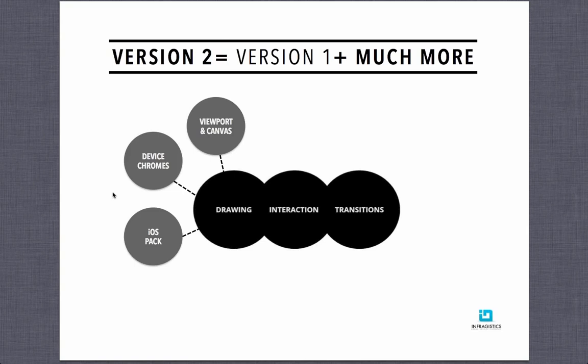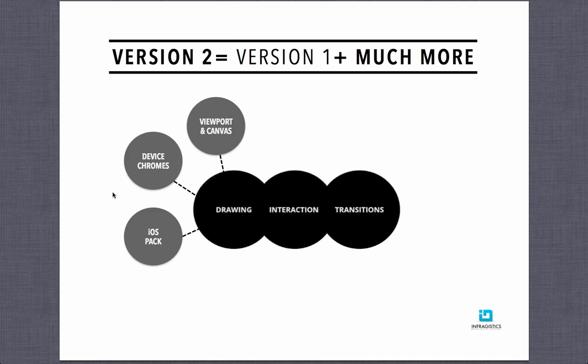So what about version 2, and how does it relate to version 1? Version 2 has everything version 1 has, plus much more. And here's where the capabilities lie. In the drawing department, if I can call it that, we now have support for a viewport and a canvas. Earlier, version 1 users would have seen that you have to set the screen size. Now we have broken that construct into two pieces.